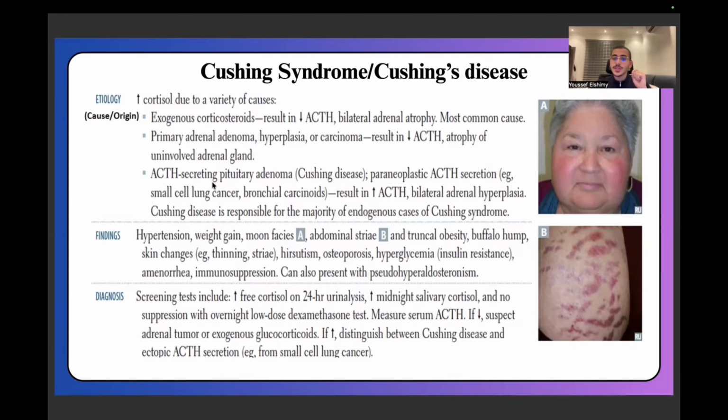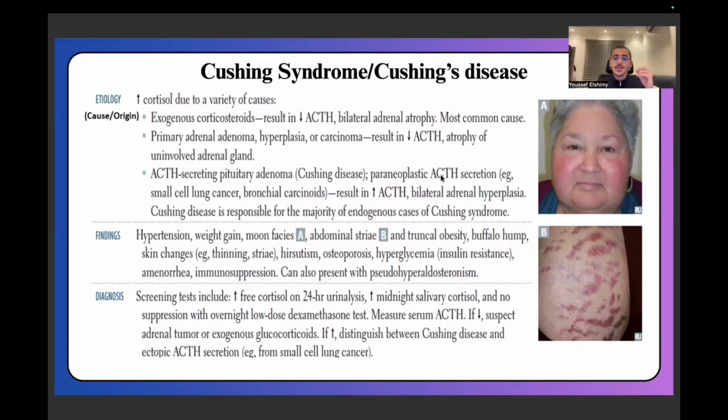We have an ACTH secreting pituitary adenoma, which is a tumor in the pituitary gland that secretes ACTH. And this is called Cushing's disease. Whenever the cause of Cushing syndrome is a tumor in the pituitary gland that secretes ACTH, it's called Cushing disease.